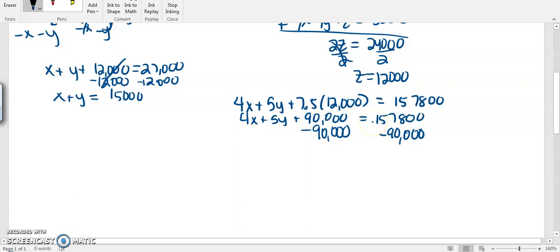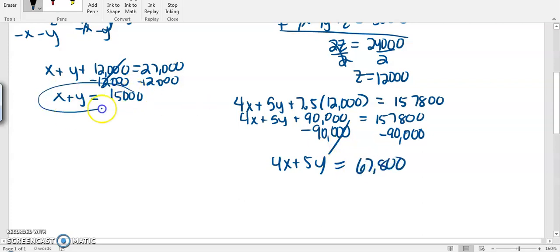So you have 157,800 minus 90,000, and you get 67,800. So 4x plus 5y, these cancel out, equals 67,800. Then you put this one together with this one. And you have x plus y equals 15,000.